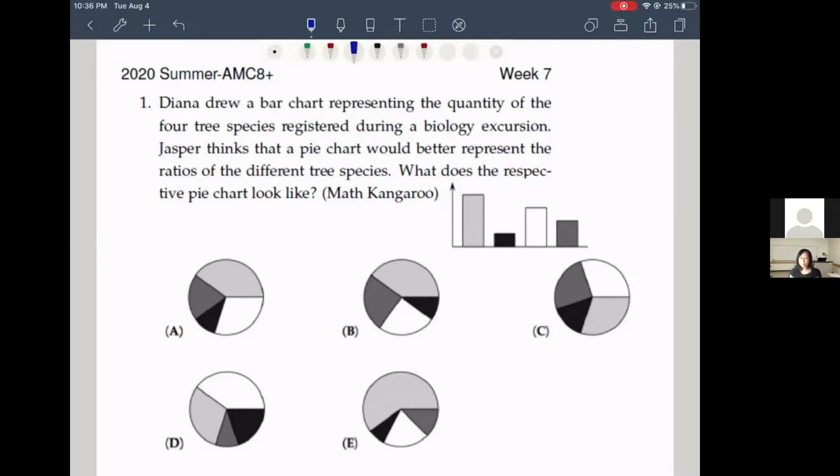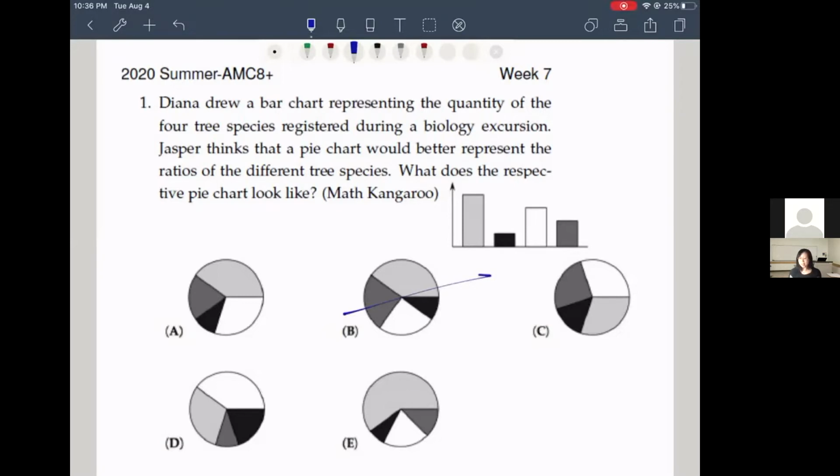Okay, let's look at B. So for B, we notice that the dark gray and the white have the same area, which means that they have the same ratios. But if we look at the bar chart, they are not the same. So B is incorrect because it's inconsistent with the bar chart.